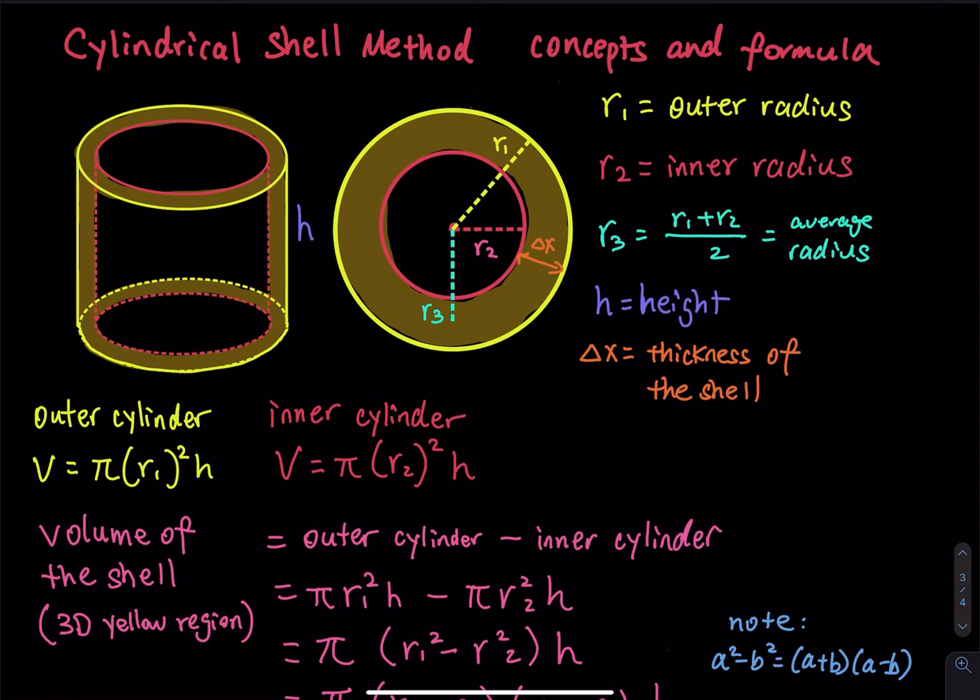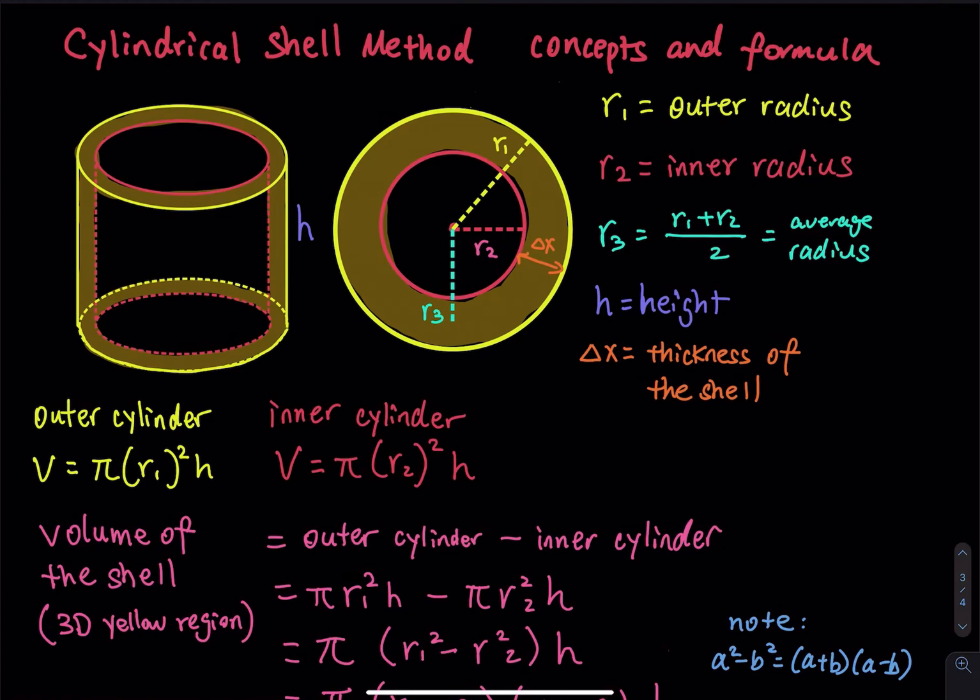What about R3? R3 is called the average radius, from the center of the cylinder to the middle of the yellow space or the yellow region. So how do we get that? We take R1 plus R2 and then divide by 2. So basically we are taking the average of the inner radius and outer radius. And then H is the height of the cylinder, and delta X is the thickness of the shell.